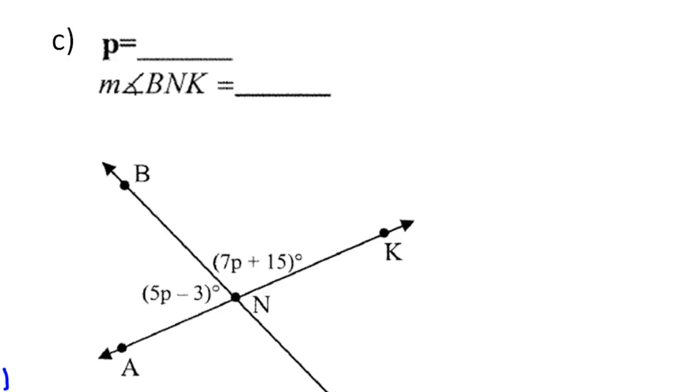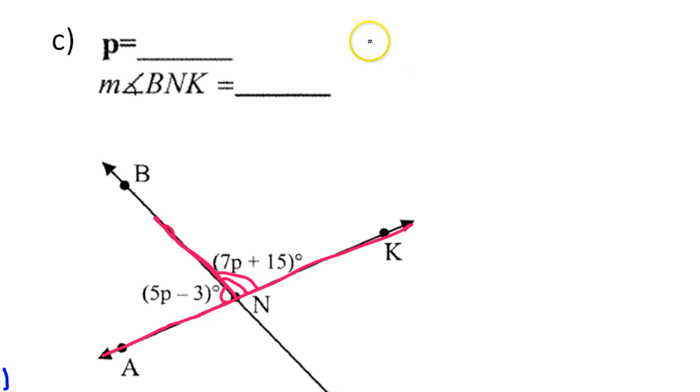Part C. Again, these form a linear pair. If you look at this straight line right here, it's being split into two angles. These two angles are a linear pair, so they are not equal. Do not set these equal to each other. They need to add up to 180 degrees. They are supplementary. So do not set them equal to each other. Did I say that enough times?